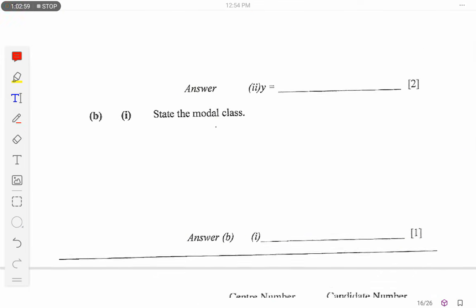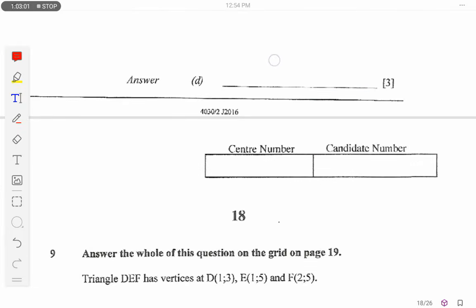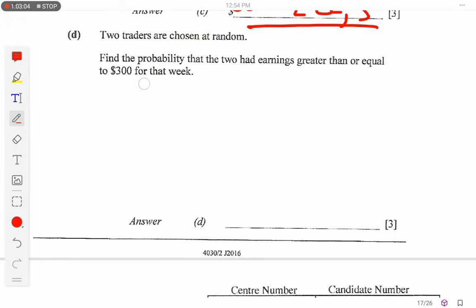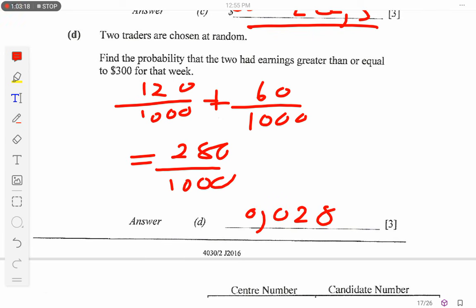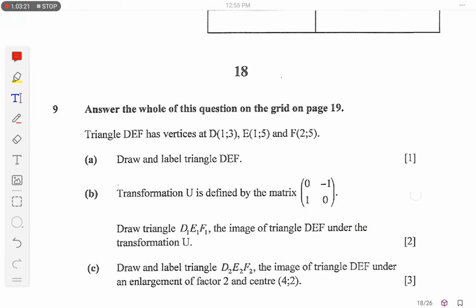So our probability is going to be equal to 120 over 1,000 plus 60 over 1,000. Okay, so this is going to be equal to 280 over 1,000 and our probability is 0.028. Okay, let's move on to the next question.